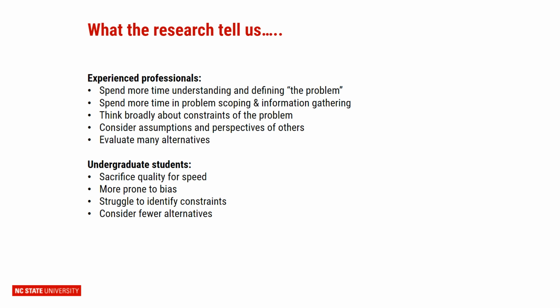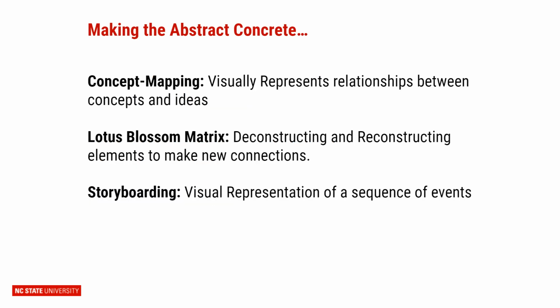Undergraduate students, on the other hand, often sacrifice quality for speed, are more prone to bias, struggle to identify constraints, and consider fewer alternatives. The strategies we'll be covering in this lesson are focused on helping to make the abstract concrete. By visually representing relationships between concepts and ideas in the case of concept mapping, deconstructing and reconstructing elements to make new connections in the case of the Lotus Blossom matrix, and visually representing and narrativizing a sequence of events or ideas in the case of storyboarding.